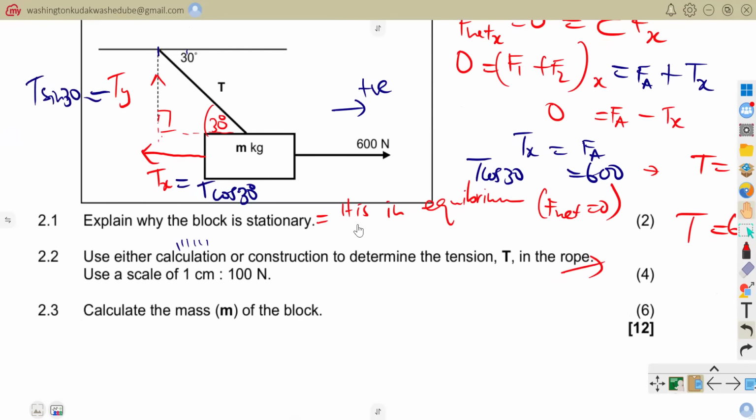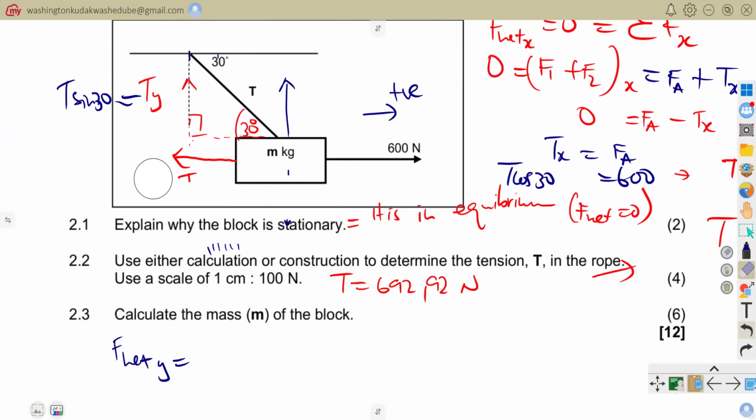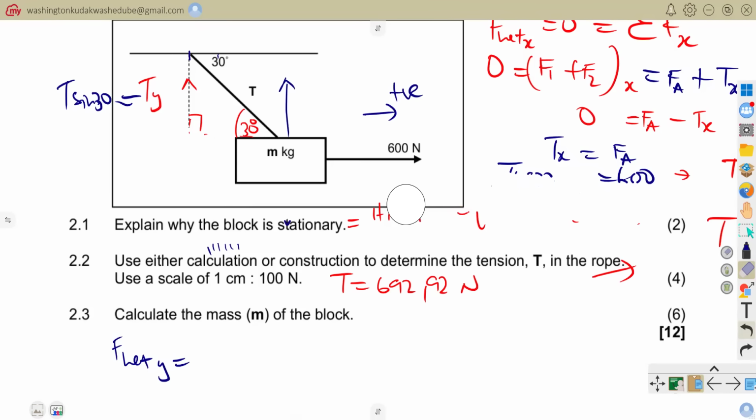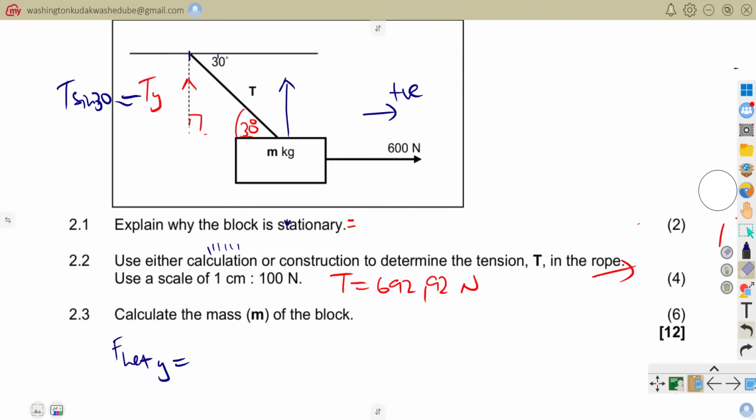After we are done with that, they're saying, calculate the mass M of the block. I now know that my tension here is equal to 692.92 newtons. And I also know that going up and going down, we are in equilibrium. So I will take F net in the Y direction to be equal to 0. I want to rub my board because we have already done this, so I'm just decongesting my board.